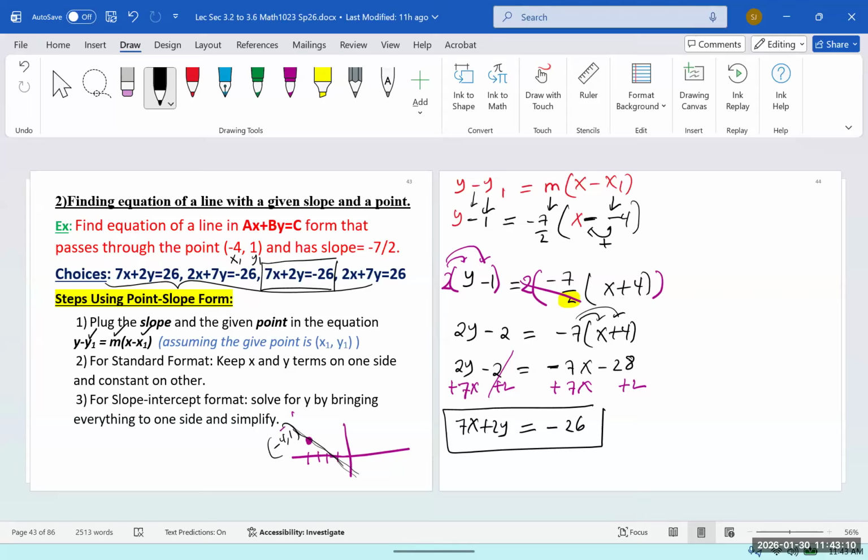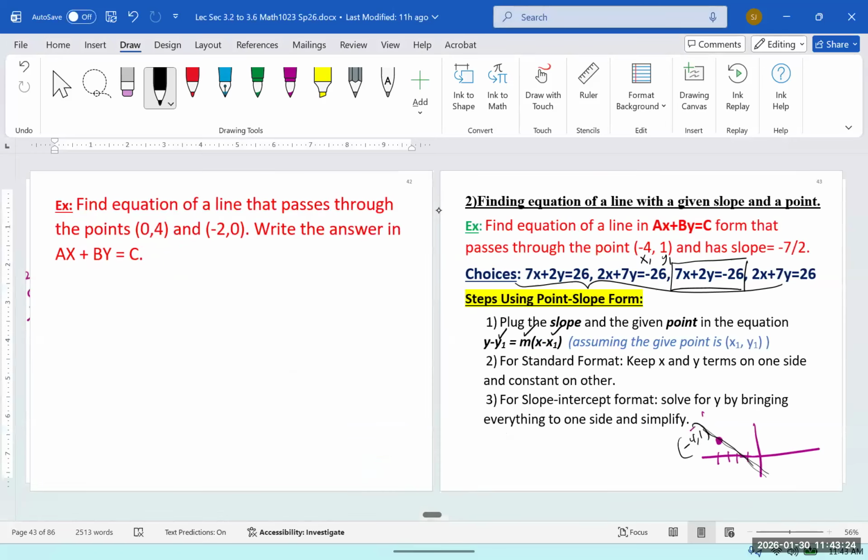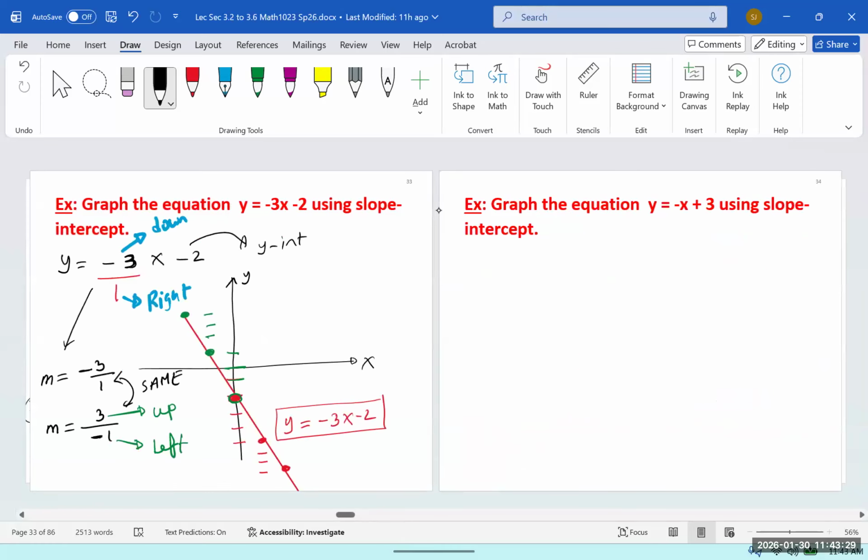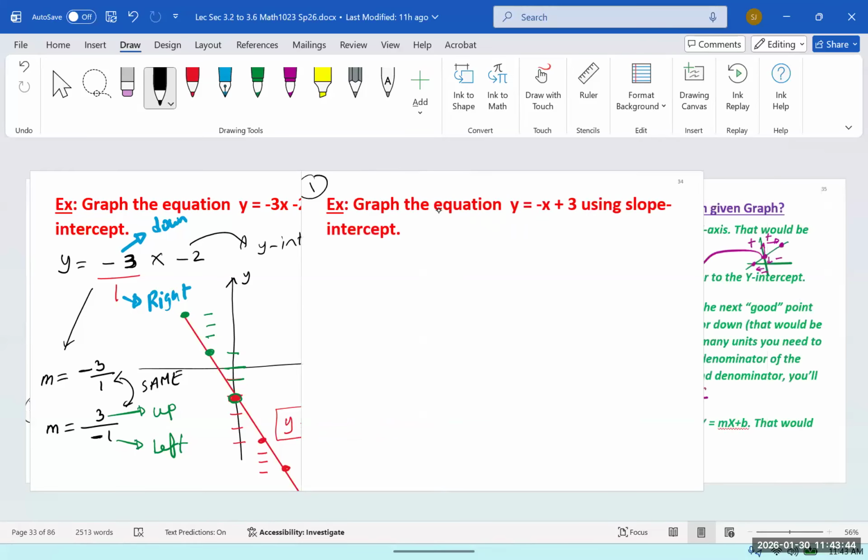Now the questions I'm skipping, please do them as homework, and I'm going to see them in our next class. The question I skipped, this is the first one. Graph this equation using the slope-intercept method. So question number 1, do it at home and bring it to the next class.